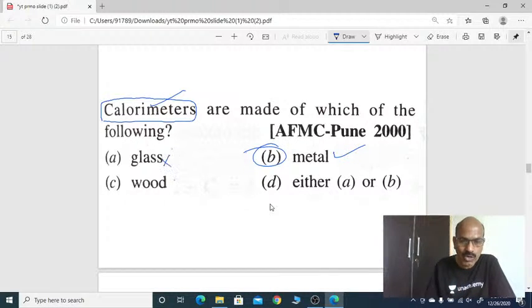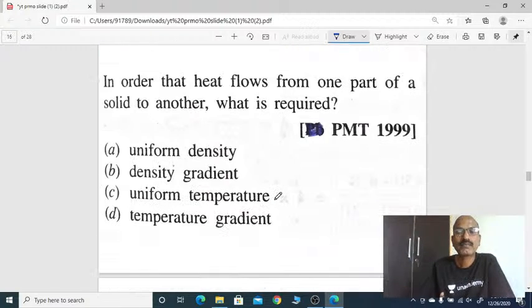Glass, no. Wood, no. Ether, no. It is purely metal. Generally, calorimeters in the laboratory are made up of copper. Let us go for the next one.